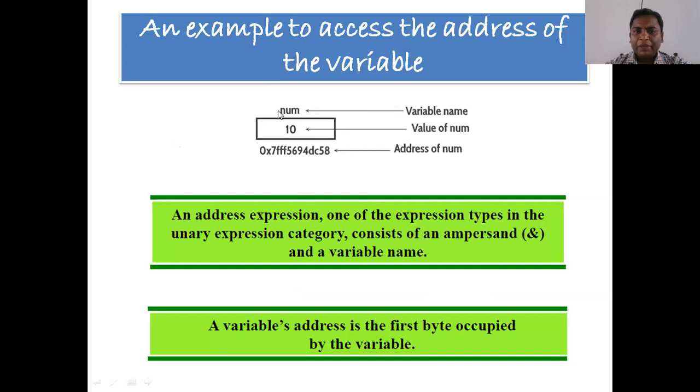So let us go back and see here. I have a variable named num. The num contains the value 10, and the address of this variable is 7FFF5694DC58, which is nothing but the address of this particular memory location.